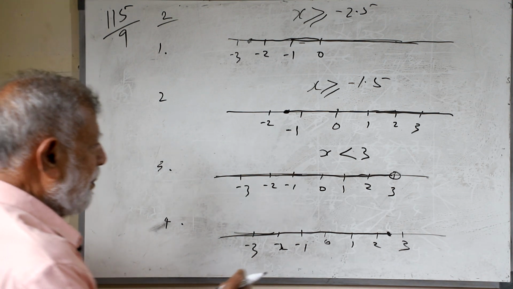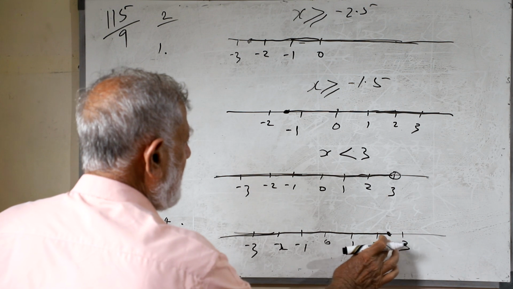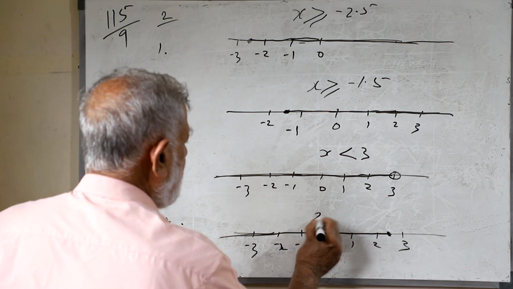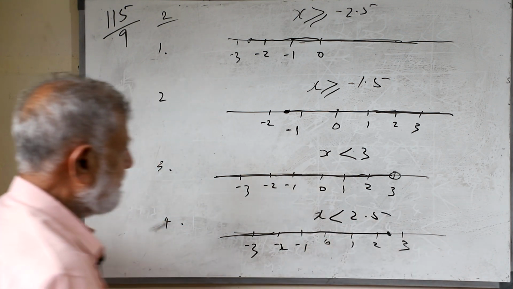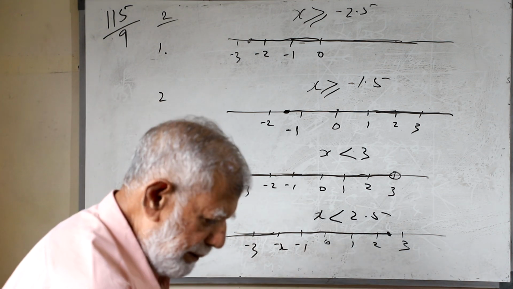And here, this point is colored. And this is between 2 and 3, so it will be 2.5. And it is also going to the left hand side. So, x is less than or equal to 2.5. Okay, children, one more question we have to do.